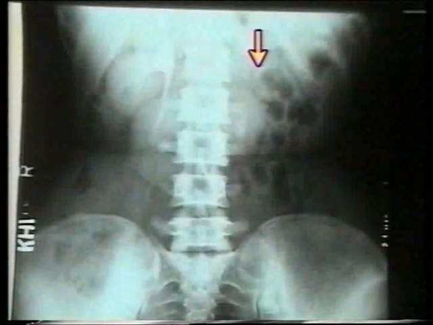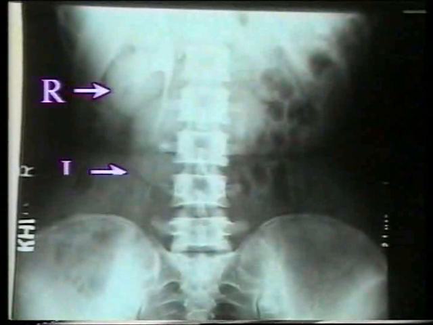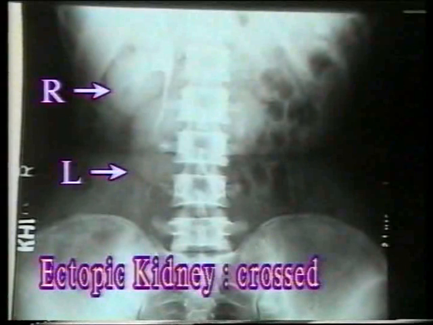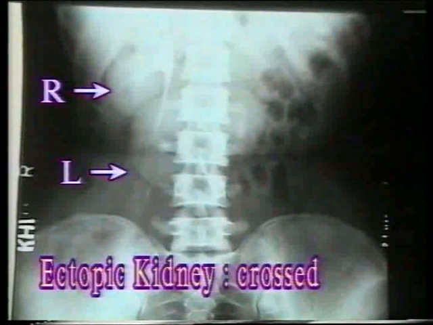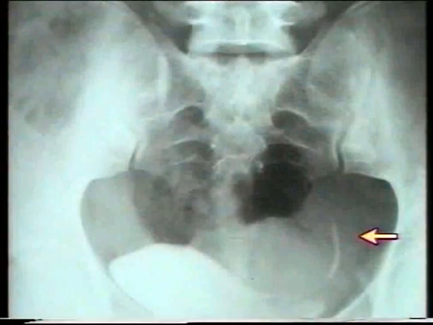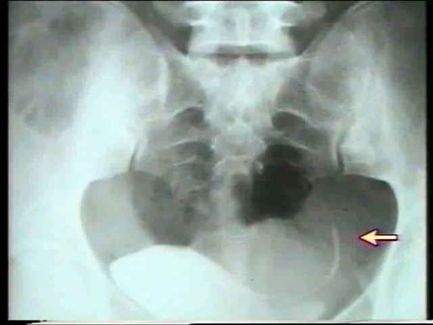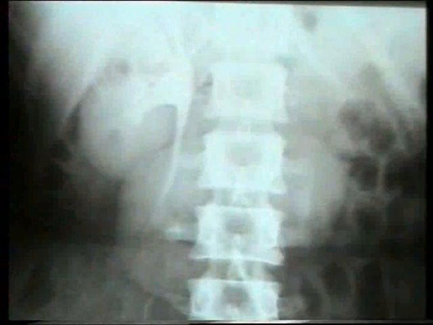In this X-ray, once again the left kidney is missing in its normal position, but it is seen on the right side below the normal right kidney. That is, it has crossed over to the opposite side. This is termed a crossed ectopic kidney. If we inspect the bladder, we can see that the lower ureter is in its normal position on the left side. The ureteric opening is at its normal site. Only the kidney has crossed over. This is a crossed ectopic kidney. Note the right kidney above and left kidney below, both on the same side.